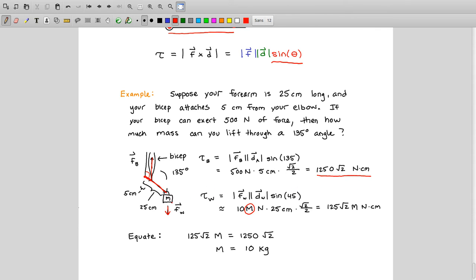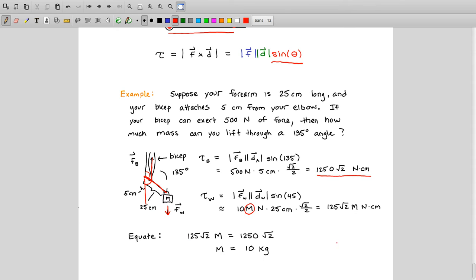What is the torque exerted by the mass in the other direction? Here the angle between your forearm and the direction of the force is 45 degrees. The displacement is 25 centimeters, and the magnitude of the force is approximately 10 times the mass, really 9.8 times the mass, but let's call it 10 times the mass in newtons. And so we have 10m times 25 root 2 over 2. That's 125 root 2 m newton centimeters.